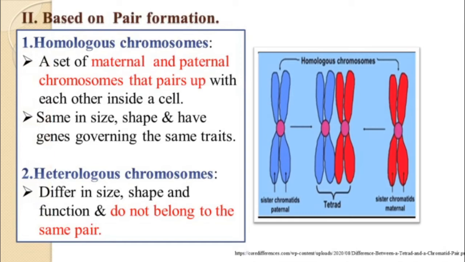And second type of classification is based on pair formation. Homologous chromosomes means a set of maternal and paternal chromosomes that pairs up during prophase of division phase. And you can see the diagram. They are in similar size, shape, and they have genes governing the same traits of a character. The heterologous chromosomes, in contrast, are different in their size, shape, and function. They do not belong to the same pair.